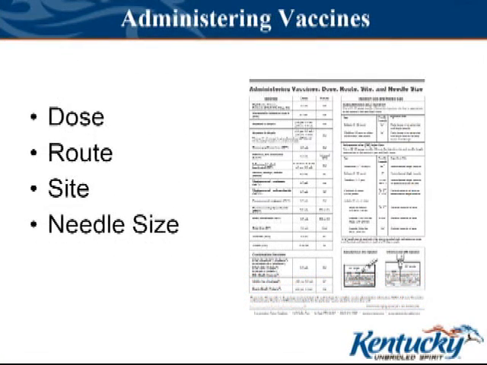Okay, now we're just going to go ahead and start talking about administering vaccines. This is one of the handouts that you should have printed off prior to this presentation. And it's basically a lot of really good information on one piece of paper. When administering vaccines, we need to make sure that we have the correct dose of vaccine, that we use the correct route, that we choose the correct needle size, and that we choose the right site. And this handout has all of that information on it. So when you're learning to administer vaccines, you want to keep this resource handy.